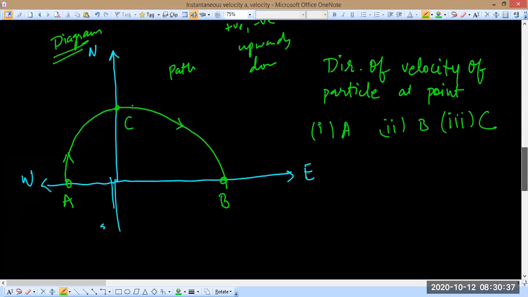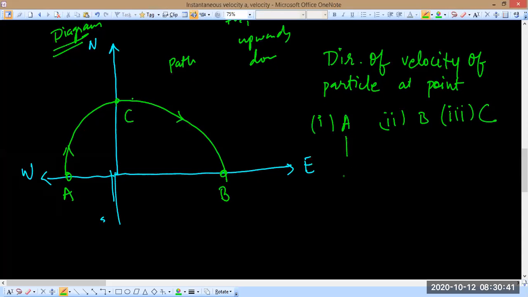Now I'm telling you the answers, right? At A it is north, at B it is south, and at C it is east. Basically you just have to draw a tangent, right? You just have to draw a tangent here, approximately over here, right? And somewhere over here.